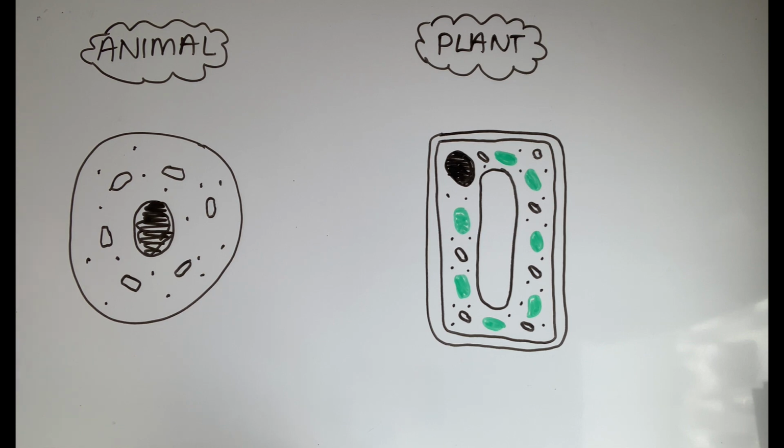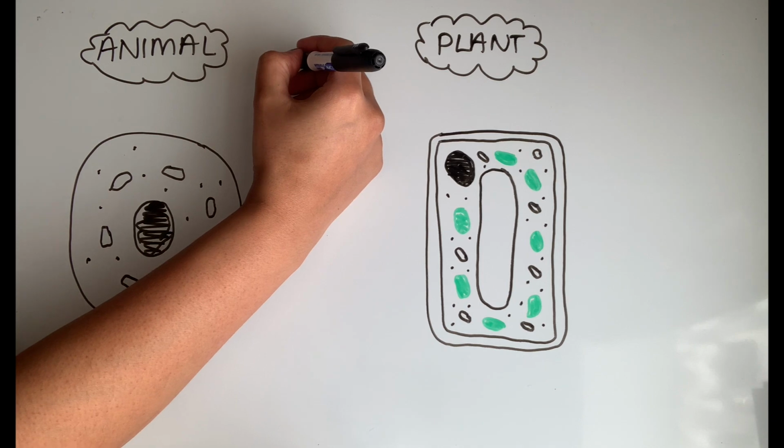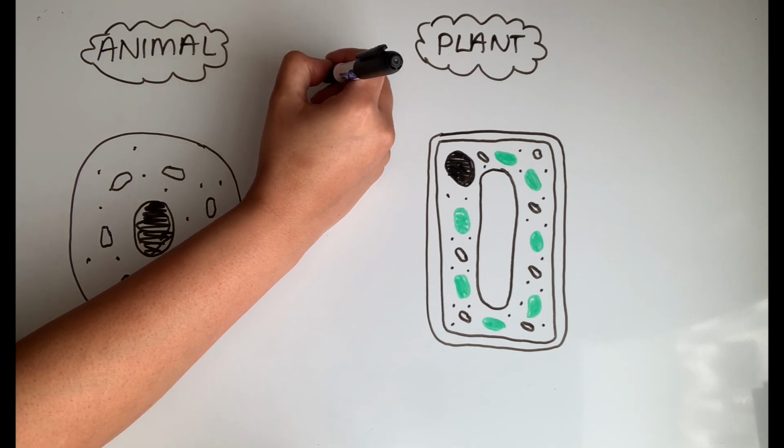So now we're going to label the different parts. The first thing that we're going to do is label the parts of the cell that are the same for both animal cells and plant cells. Okay, so I'm going to put here in the middle, similarities.